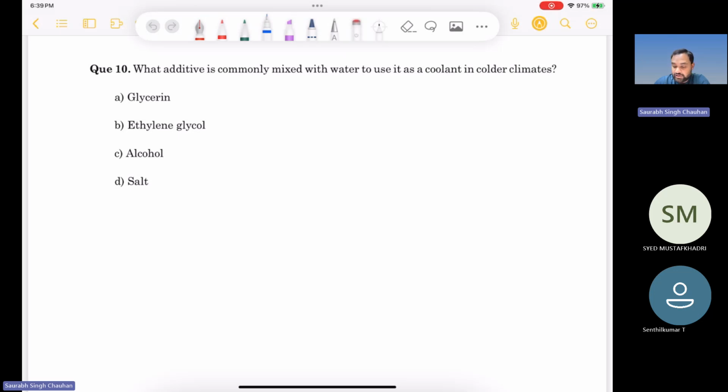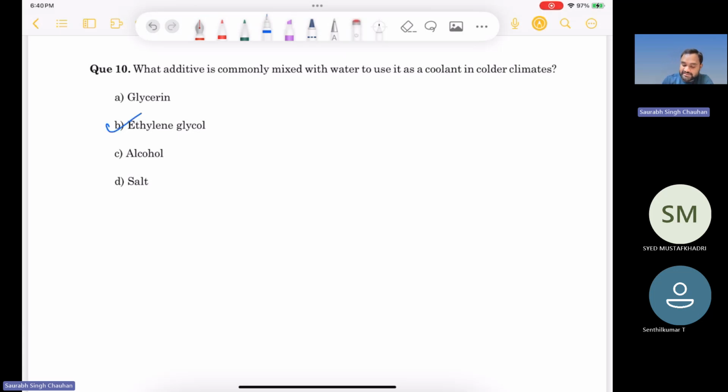So if you add ethylene glycol to water as an additive, it will decrease the freezing point. Okay, so the chances of the water freezing will be reduced. Ethylene glycol will also reduce the tendency of rusting, and it can also work as a lubricant for your water pump. So this addition of ethylene glycol provides various advantages. Okay, so it is used as an additive in the coolant.